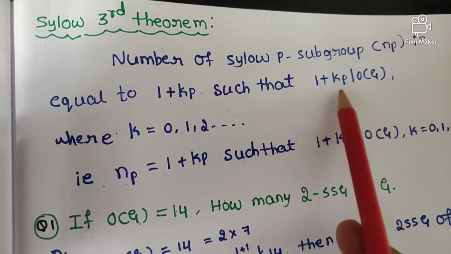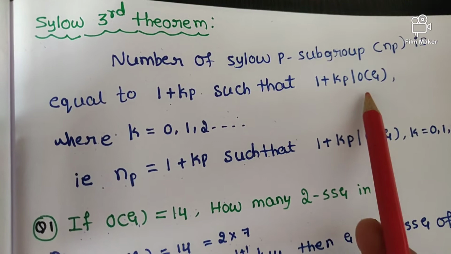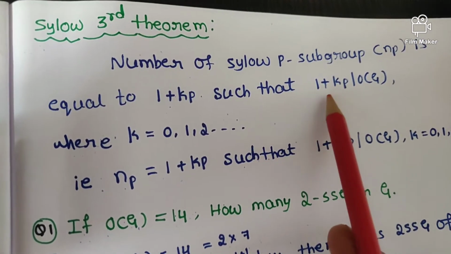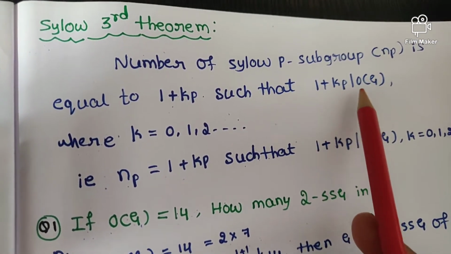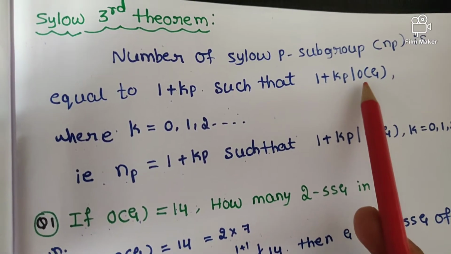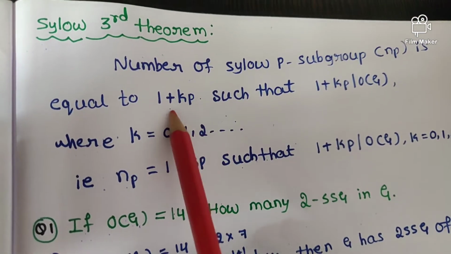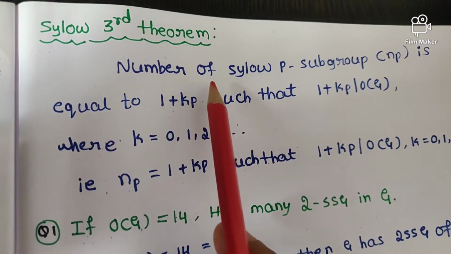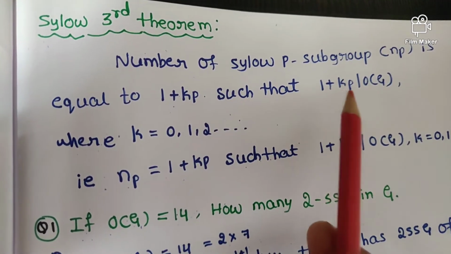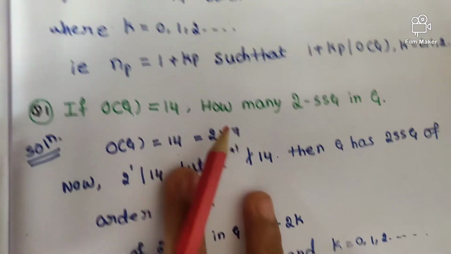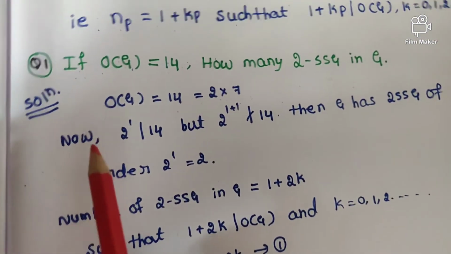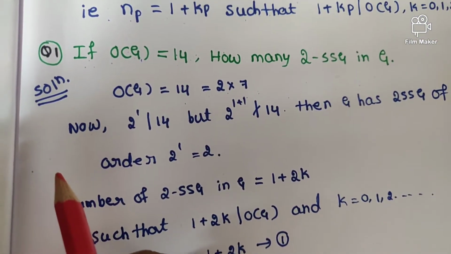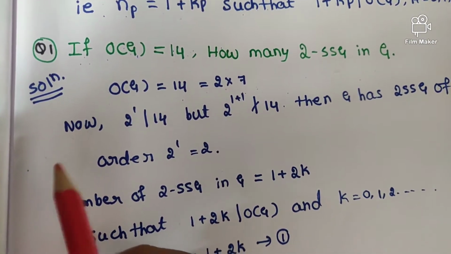If 1 plus Kp divides the order of G, then you can say this 1 plus Kp gives you the number of Sylow P subgroups. Just look here, and we will study one example, then this concept will become clear to you.